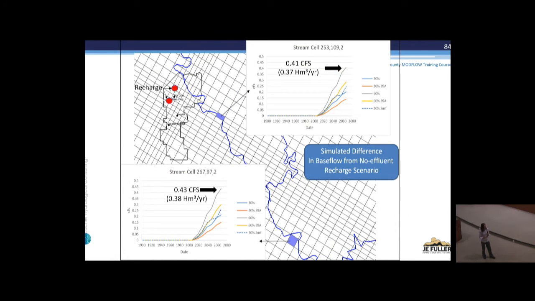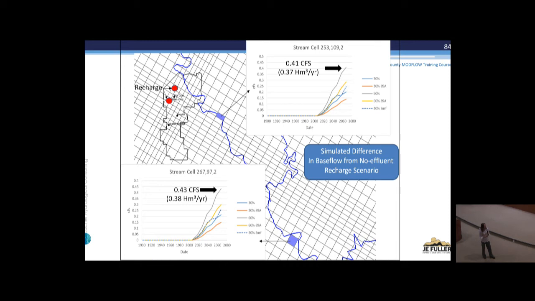Here's the model. You can see this grid is refined in the area of Clarkdale and then coarser around in other areas. This blue line is the Verde River flowing in this direction, Oak Creek coming in here. And so I put in two observations, one here and one here, to see what the impact of these two recharge sites was on the river.